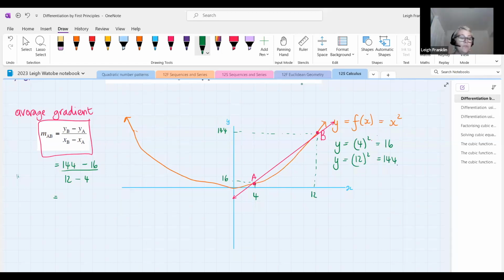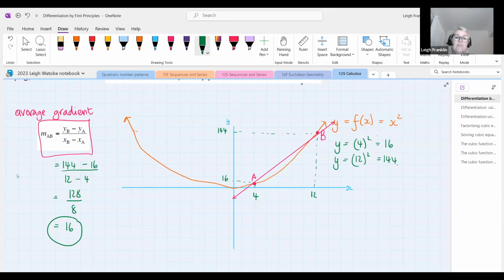I might end up with a fraction here because after all, I'm just making up numbers. If I get 144 and I take away 16, I'm going to end up with a numerator of 128. And 12 minus 4 would leave me with 8. If I divide 128 by 8, I end up with 16. Okay, so that's my gradient, 16. That tells me how steep the line is. Can you see it would be a positive gradient? Because as I walk from A to B, I'm walking uphill, so I'm expecting this to be a positive number.